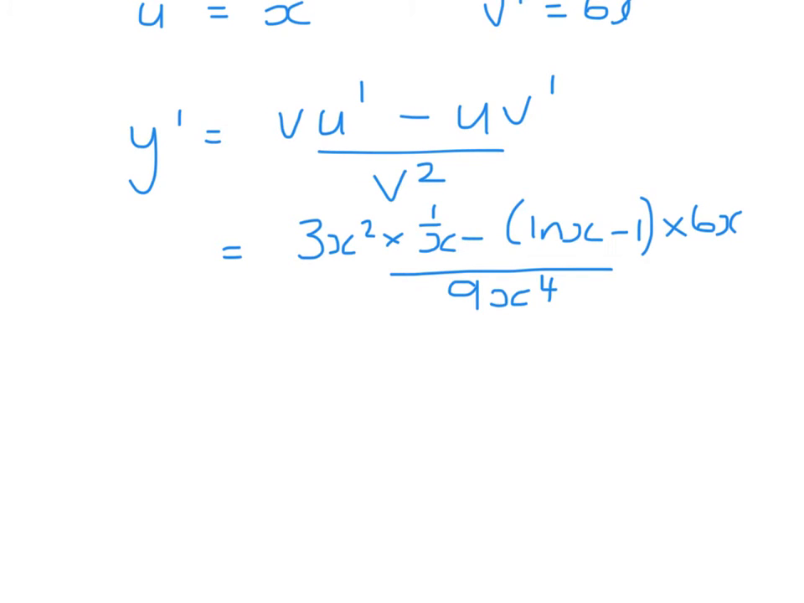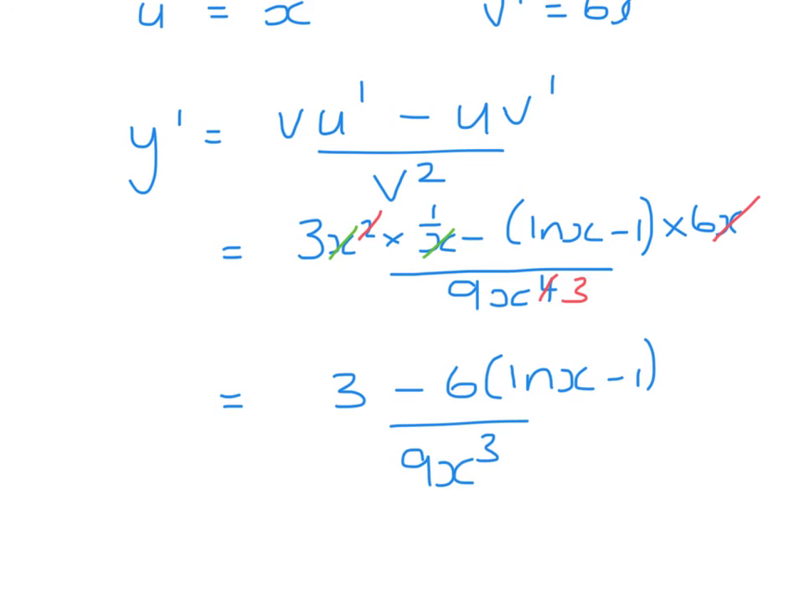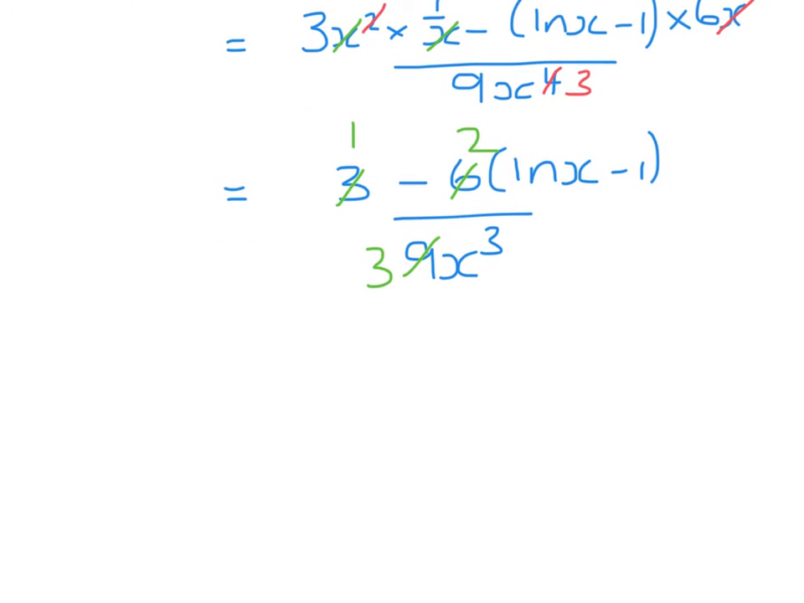The first thing I can say is everything has an x term. So I have an x, and an x. Then on the top line, I have 3x times 1 over x, so those x's will cancel. So I now have 3 minus 6 (ln x minus 1) all over 9x cubed. I can also see a 3 in every term: 1, 2, and 3. Still have some simplifying to do.